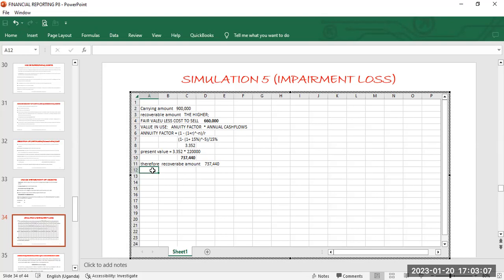So now what we are going to be doing is comparing the carrying amount and the recoverable amount. We can bring here our carrying amount.